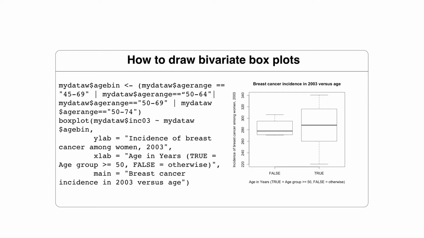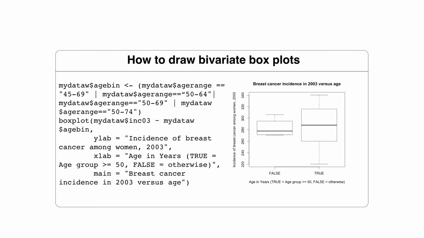But now the point that you need to note here is this: for bivariate box plots, you have to give the name of the continuous variable first, and then the tilde, and then you have to put the categorical variable next.